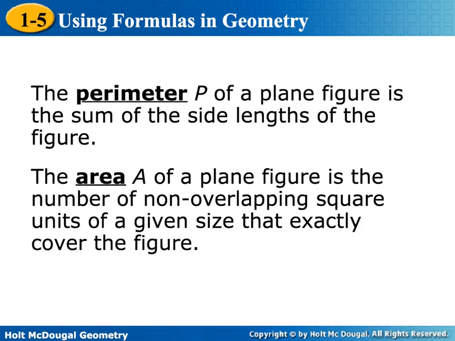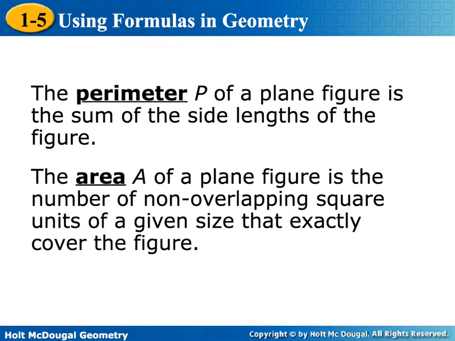So the first definition is perimeter. Perimeter of a plane, we're going to call it P. So in your notes, go ahead and write perimeter, P, is the sum of the side lengths. So on any plane figure that has sides, so a circle does not have a side, any sided figure, you just add up the sides for a perimeter.